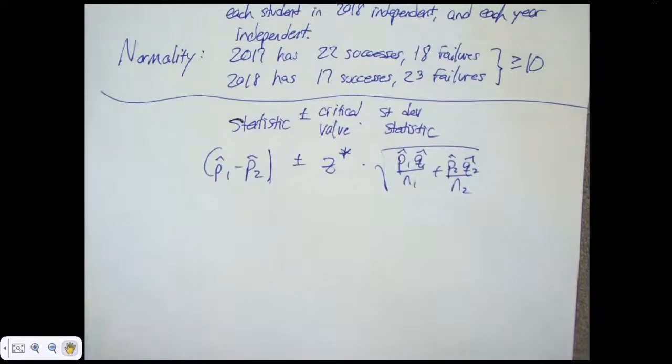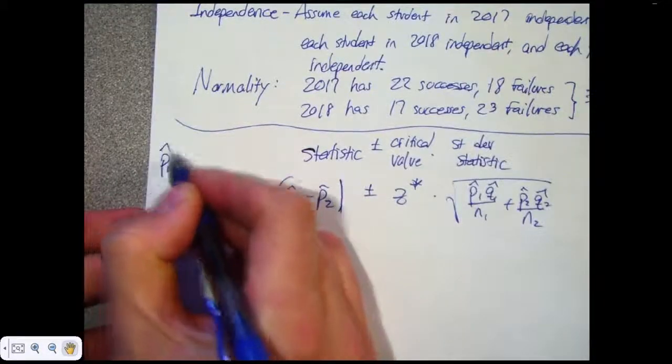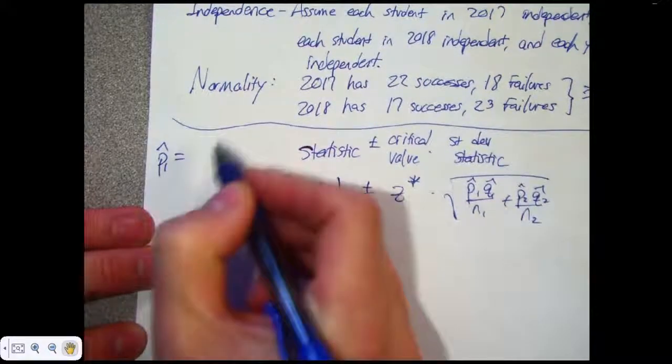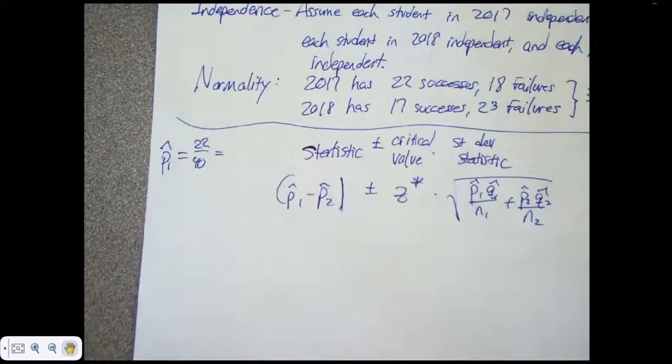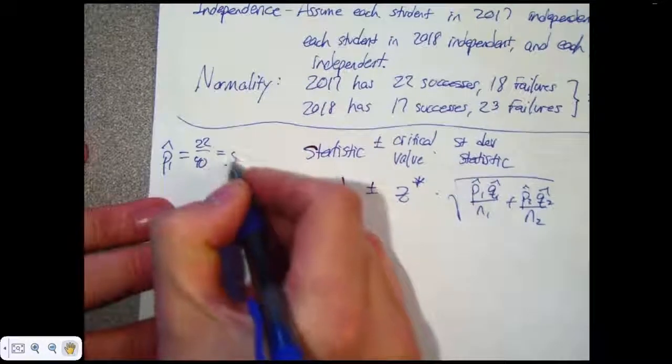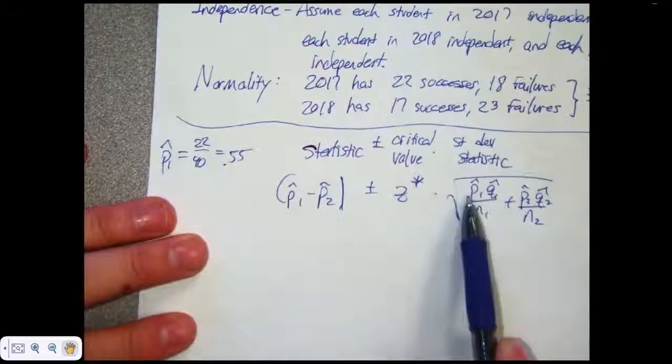Now when they give you the number of successes and failures, what don't I have? I don't have P hat 1 and P hat 2, right? So I'm just going to go off to the side and go, okay, P hat 1 is 22 out of 40, because I need the decimal. So this is 0.55. All you need to do is put 0.55 in those spots.